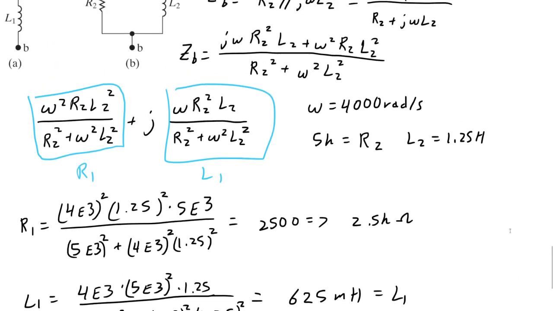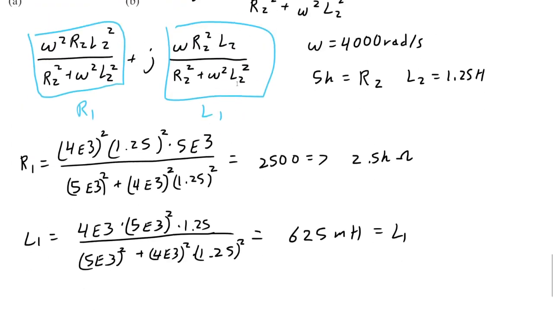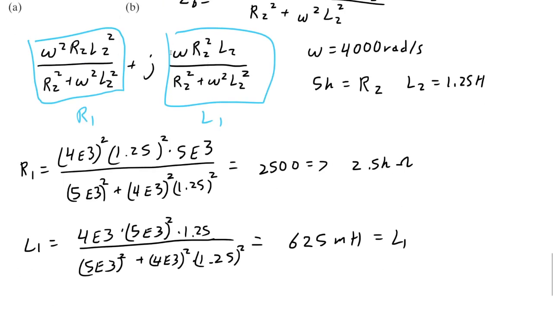So at this particular frequency, they have the impedance the same as the 5 kilo ohm resistor in parallel with the 1.25 inductor. And if the frequency changes, obviously the impedance will change. So this is only true for 4,000 radians per second.